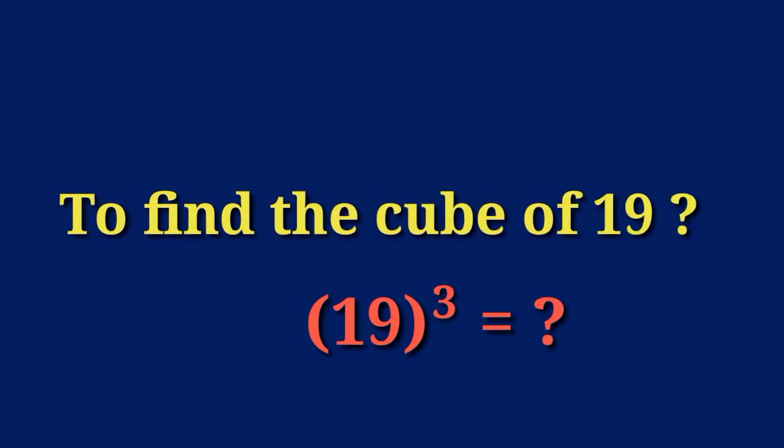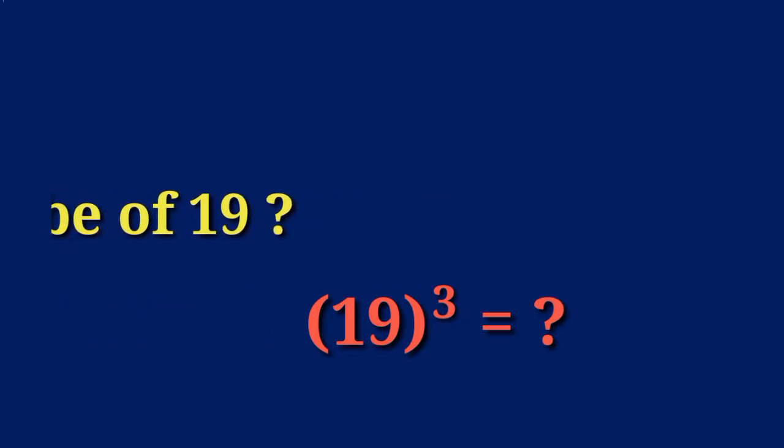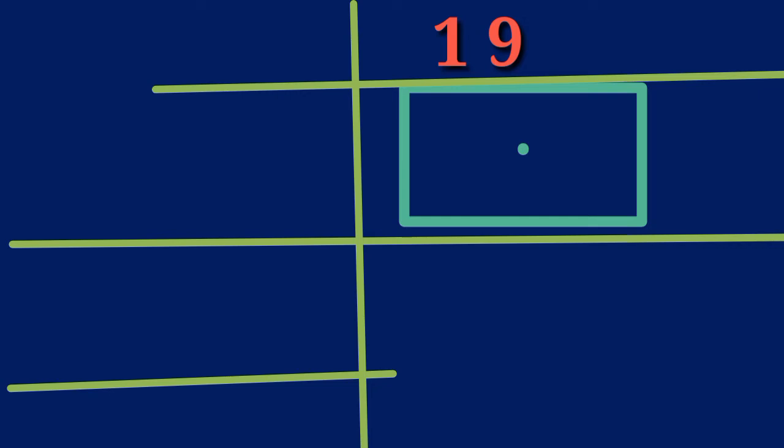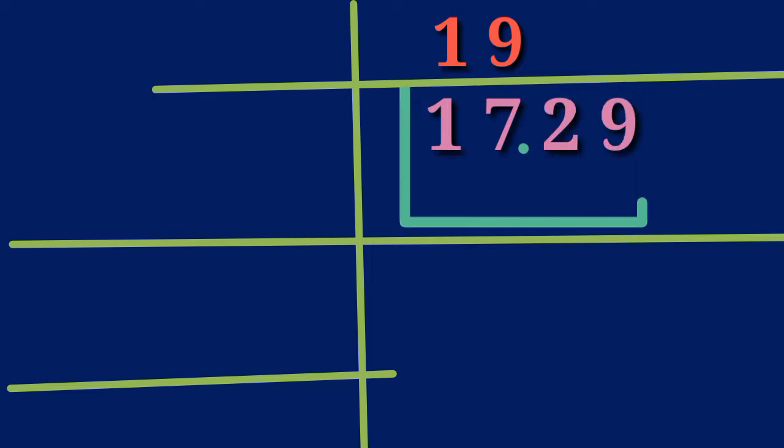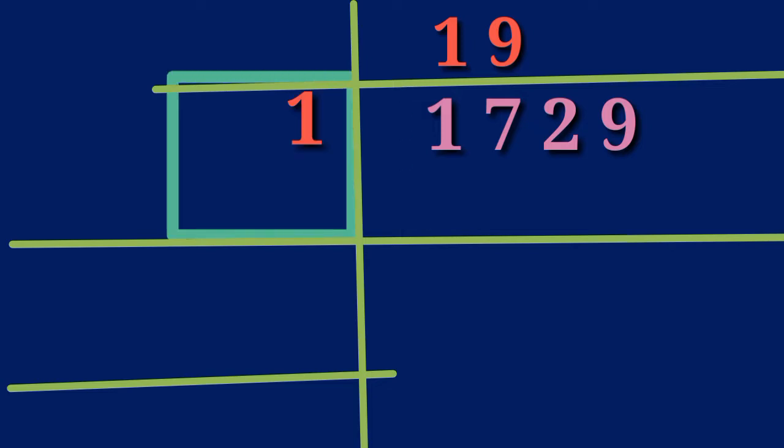To find the cube of 19, we draw the diagram as shown. In the vertical row under 19, first the cube of 1, and the cube of 9 will be written: 729. After that, write 1 of 19 on the opposite side of the diagram and multiply by the magic number 30 under it.